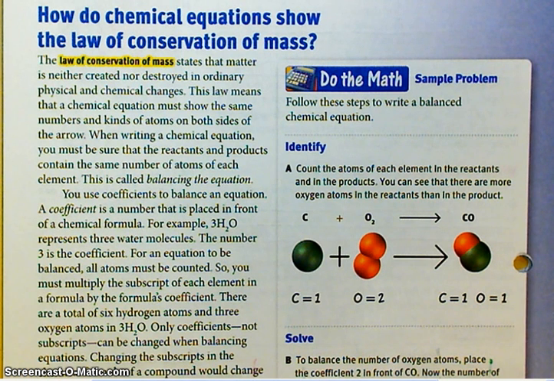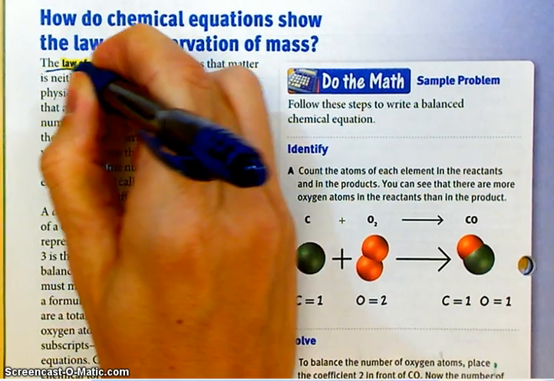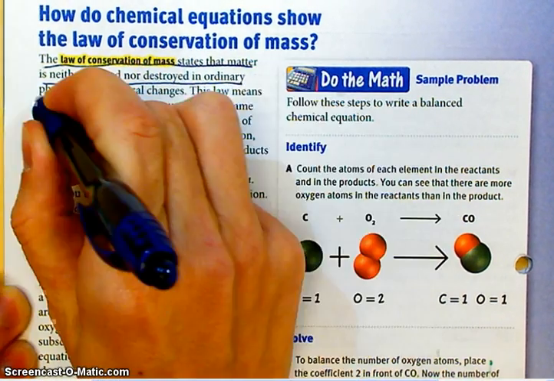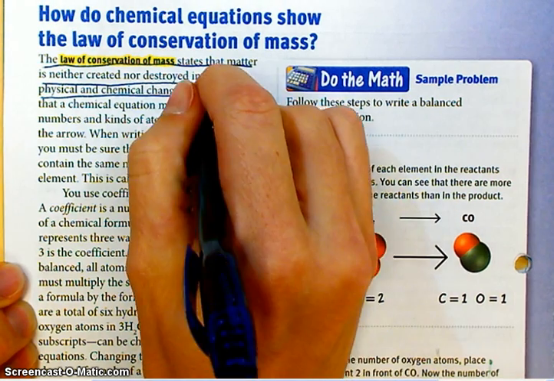All right, one of the really big concepts that I want you guys to make sure that you understand is the law of conservation of mass. I'm now on page 152. The law of conservation of mass states that matter is neither created nor destroyed in ordinary physical and chemical changes, meaning that matter is not created or destroyed during normal chemical reactions. Okay? And this law means that a chemical reaction must show the same numbers and kinds of atoms on both sides of the arrow. Okay?